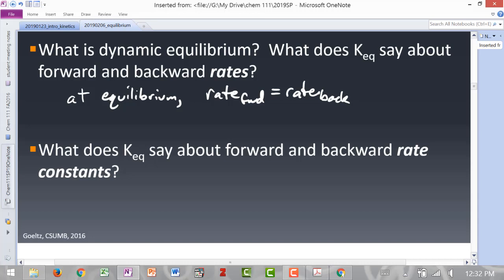But what about rate constants? We can derive this, and it's actually kind of neat, but I'm not going to do it here. The equilibrium constant is the ratio of the rate constants. And this still equals products over reactants.